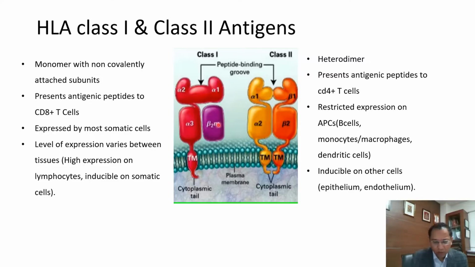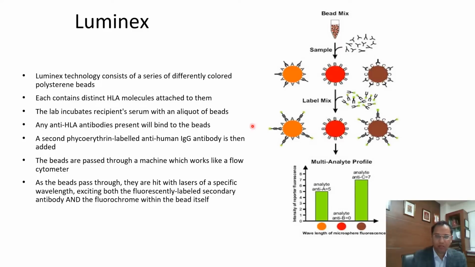In the transmembrane region, you can see there is only one chain in class 1 and there are two chains in class 2. Beta 2 microglobulin is covalently bonded in class 1. You have this separate chain, and here in class 2 you don't have a beta 2 microglobulin. Class 2 is found in most of the antigen presenting cells, whereas class 1 is in all nucleated cells of the body, and along with that the platelets also express class 1 antigens.